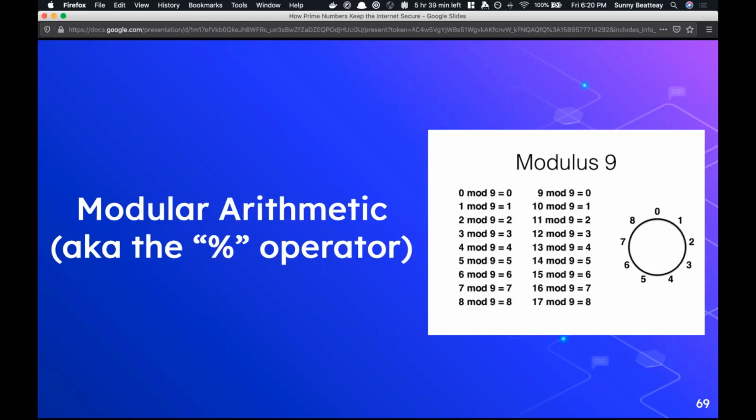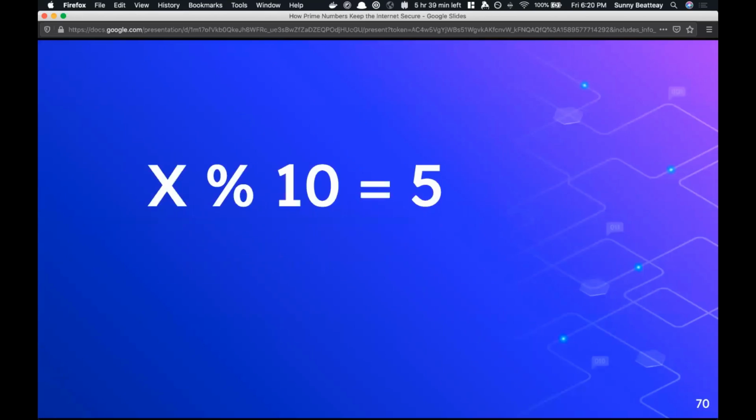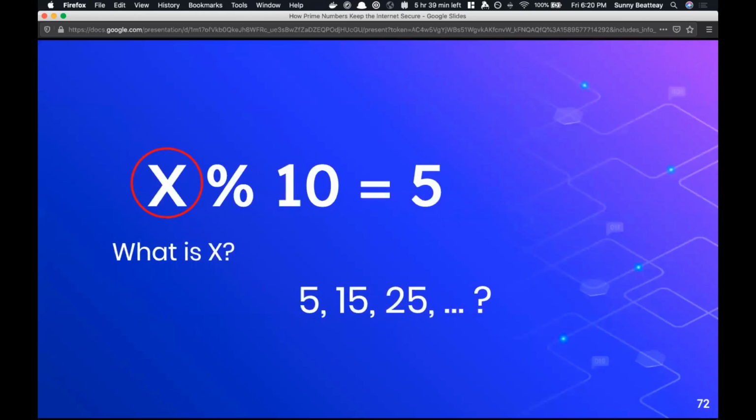Because if you think about it, if I gave you this equation of x remainder 10 equals 5, and I asked you, what is x? There wouldn't be a singular number. It could be a multitude of things. It'd be 5, 15, 25. It could be any number that when you divide by 10 has a remainder of 5. So there's not any singular answer to this equation.